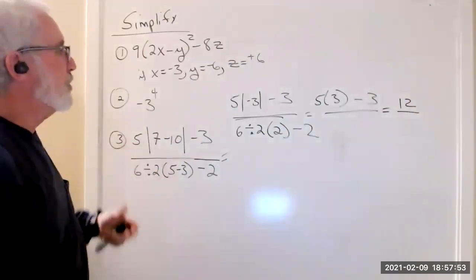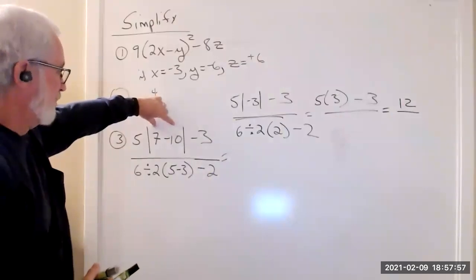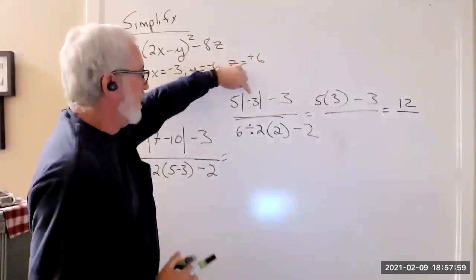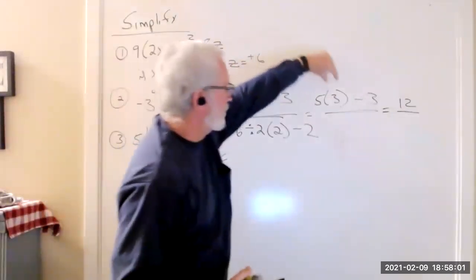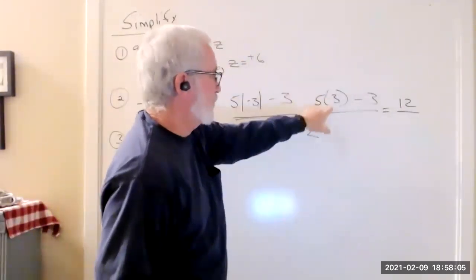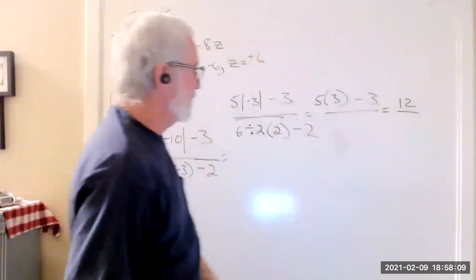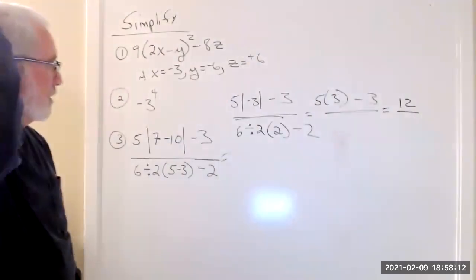So for my numerator, is that okay with everybody? Inside the parentheses, or inside the absolute value, I get -3. The absolute value of -3 turns into +3. Then I follow PEMDAS: 5 times 3 is 15, minus 3 is 12. So that's my numerator.